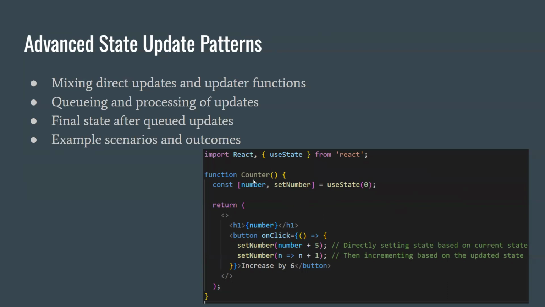We have a counter component, and this counter component returns a number. This number is a state variable created from React's useState hook. And when you click, it calls setNumber twice. The first setNumber increments the number by 5, and the second one increments based on the updated state.